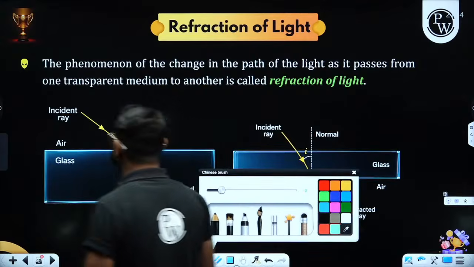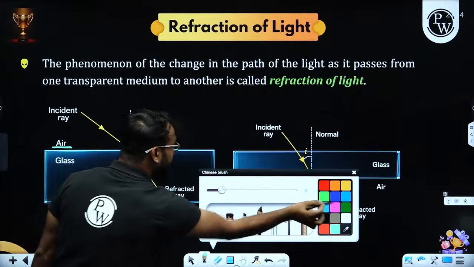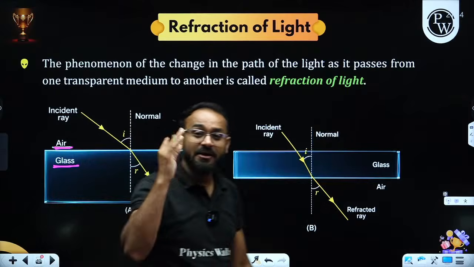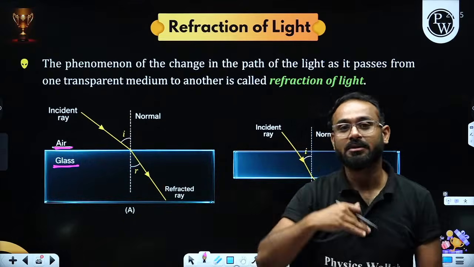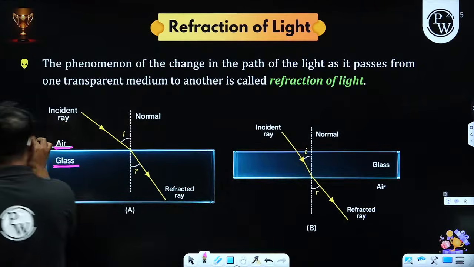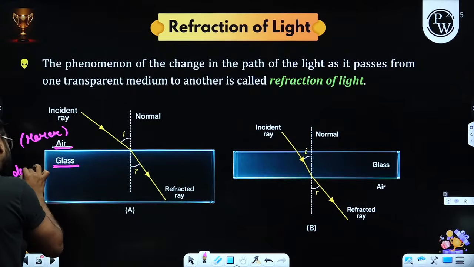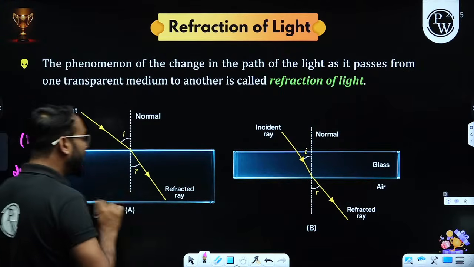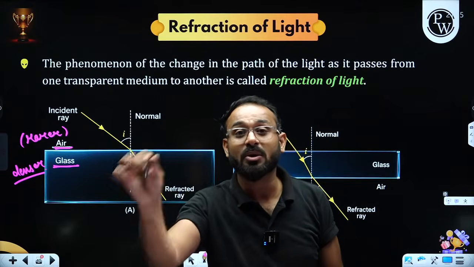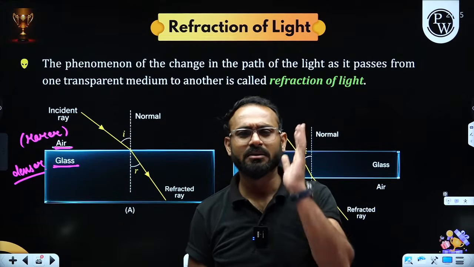Over here, consider this is an air medium and this is a glass medium. We know that the air medium will be rarer and the glass medium will be comparatively denser. So air is the rarer medium and glass is the denser medium. The phenomenon of refraction says that if light is entering from one medium to another with different optical densities, it is going to bend.